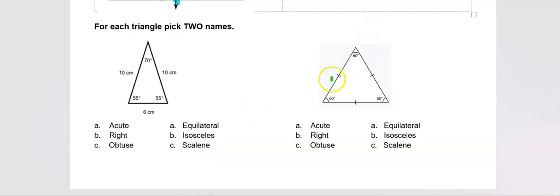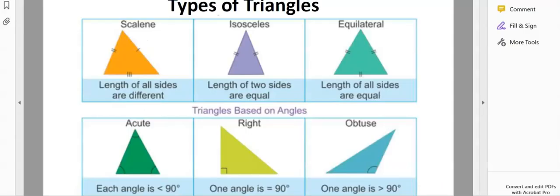Now look at this triangle. We can see all the hash marks indicating all these sides are equal. So this is an equilateral. This is based on the sides. Now, when it comes to our angles, all of our angles are below 90, so this is acute. So again, let me give you a screenshot so you can take a look at the differences, study that, and hopefully it helps you.